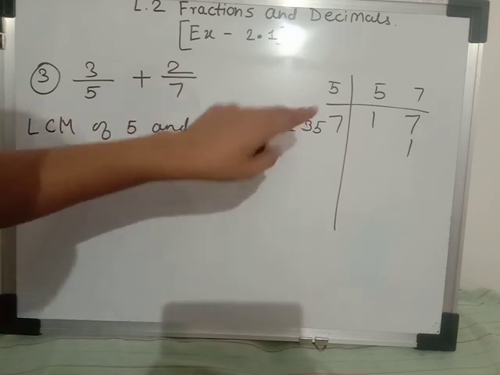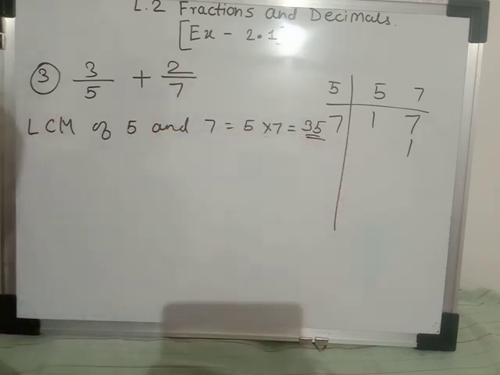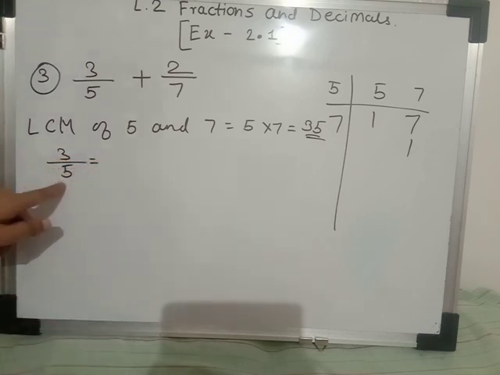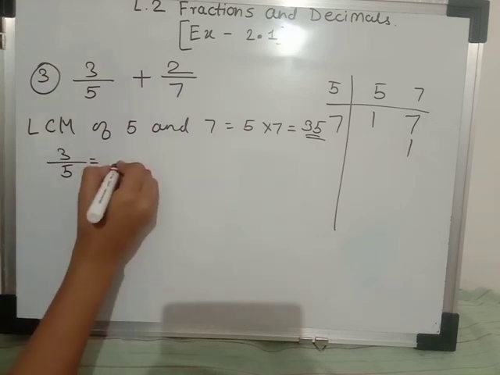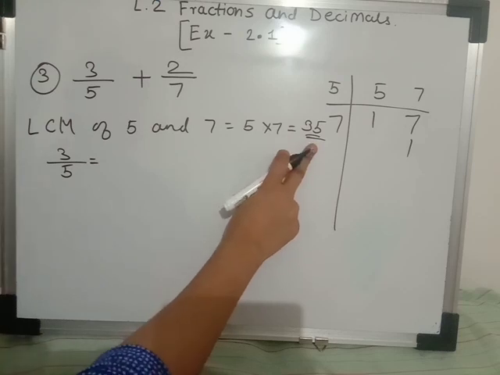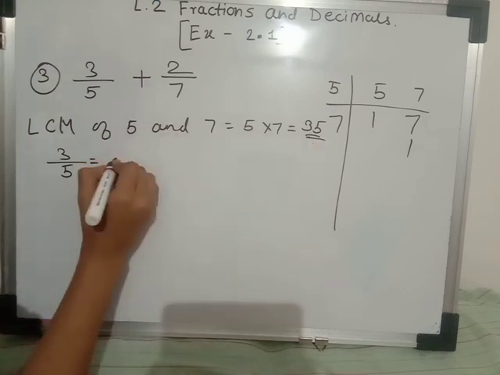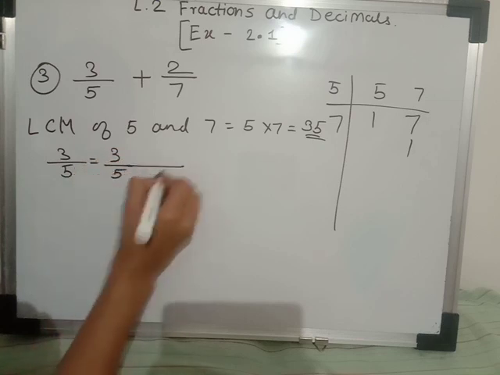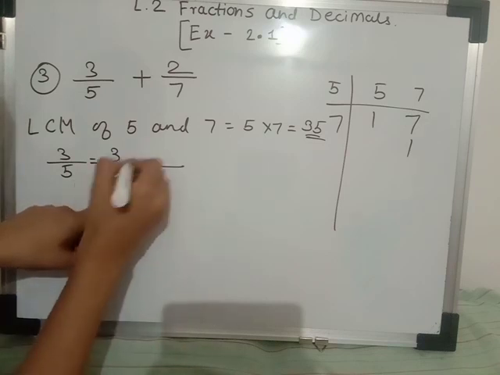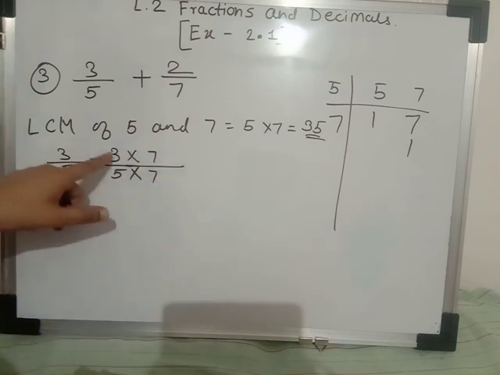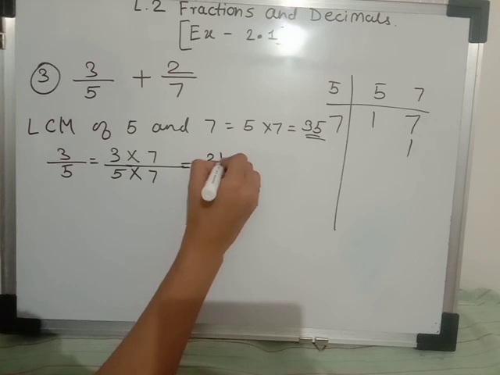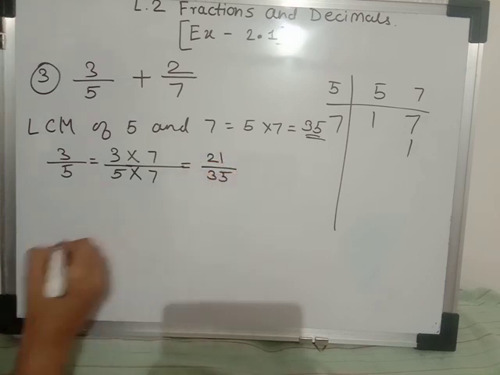Okay, so from the LCM we found out that our denominator will be 35. So our first fraction is 3 by 5. Sorry, which number we will multiply with the 5 so we will get the 35, that is 7, because 5 sevens are 35. So here 3 by 5. Now that number we are multiplying with the 5, 7, same number we have to multiply with the 3. Okay, 3 multiply by 7, so here 3 sevens are 21 upon 35. Okay, so here we get the one fraction.